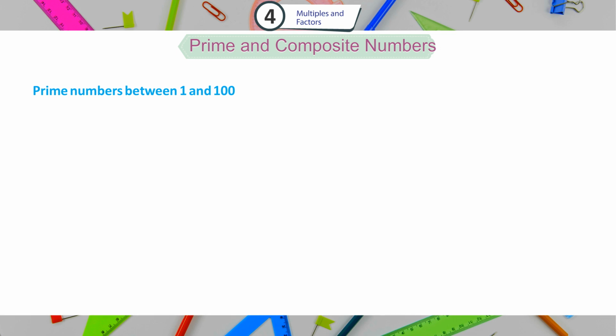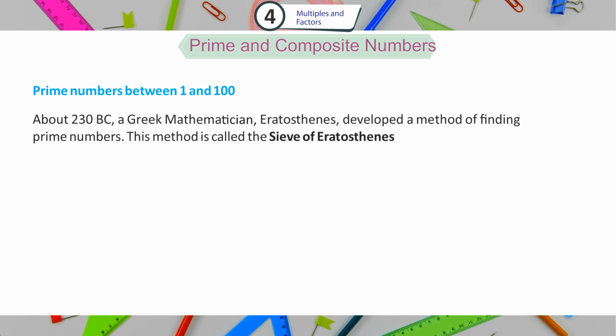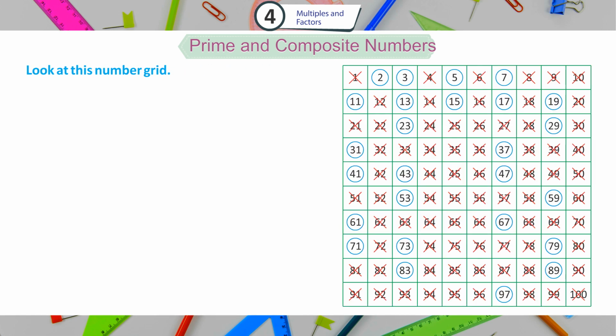Prime numbers between 1 and 100. About 230 BC, a Greek mathematician, Eratosthenes, developed a method of finding prime numbers. This method is called the sieve of Eratosthenes. Look at this number grid.